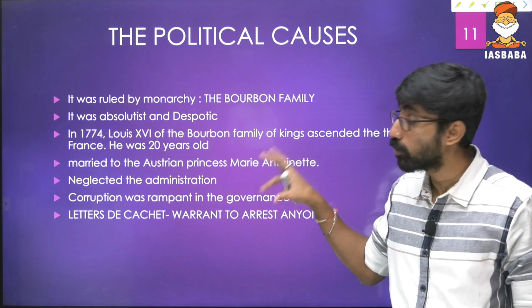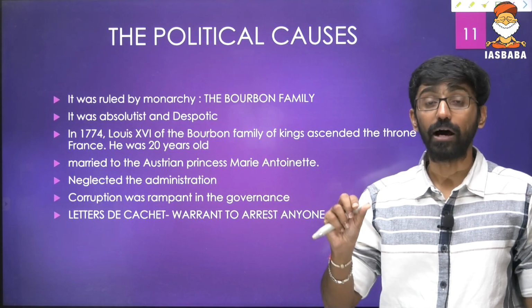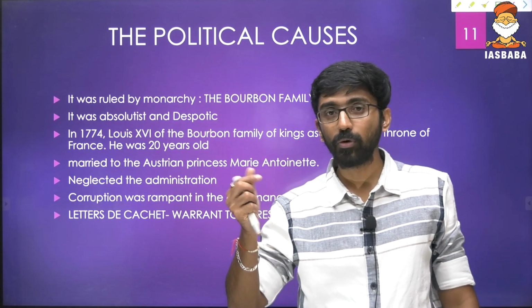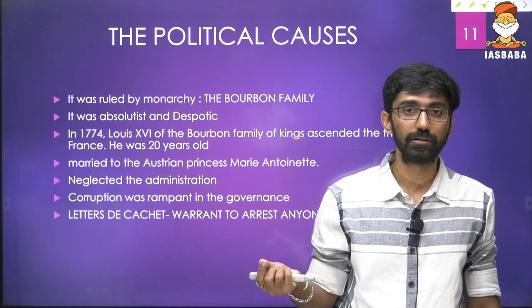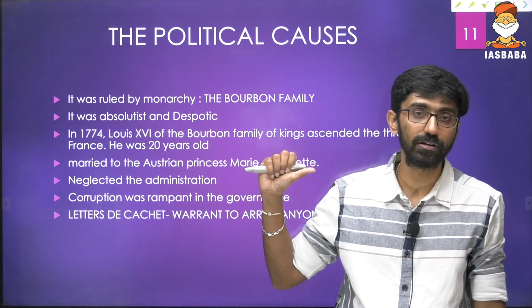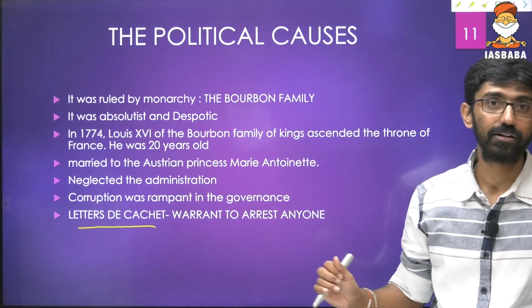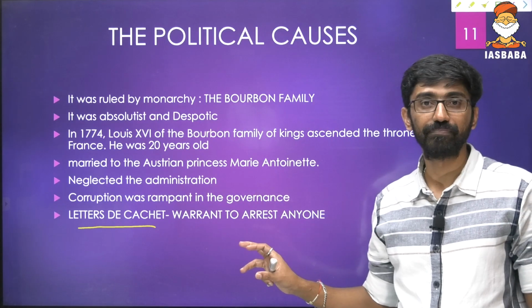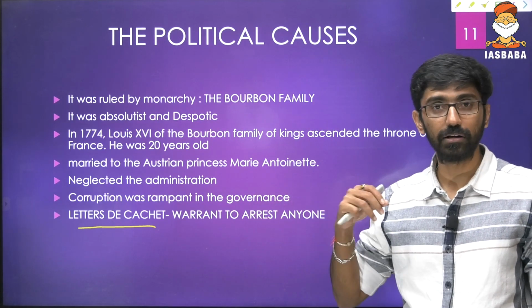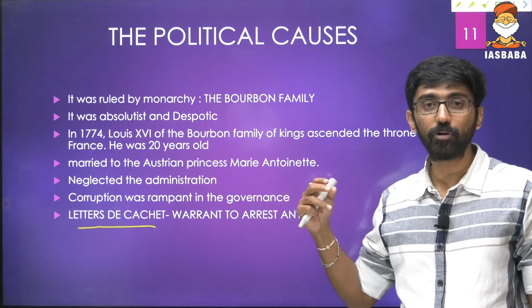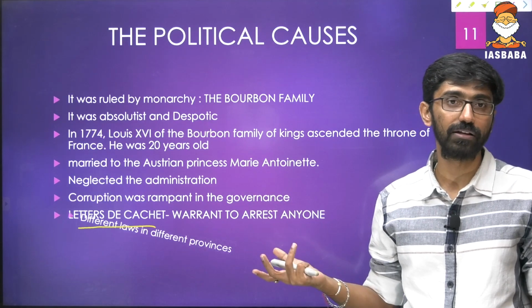Okay, and at the same time, look at the political condition. Any person who opposed this monarchy could be arrested. And that's why I told you absolutist and despotic. And how could they be arrested? By just issuing these letters de cachet. They are a kind of warrant, which can be issued by the government. Anyone could be arrested without a fair trial.